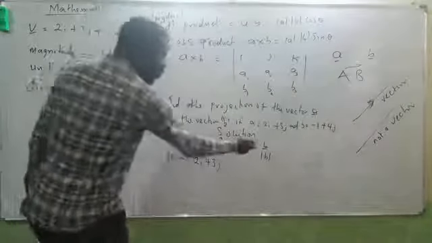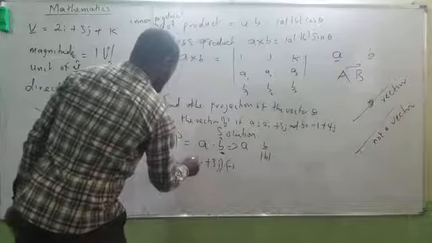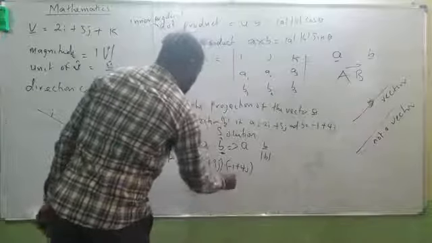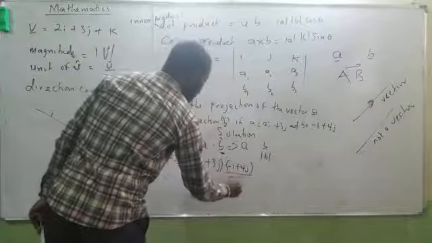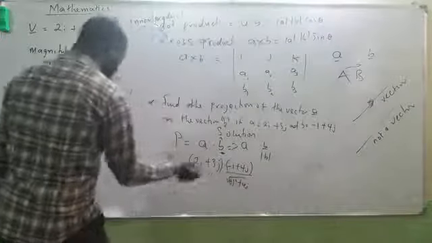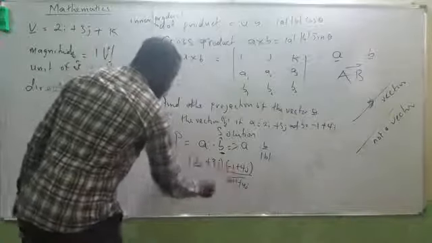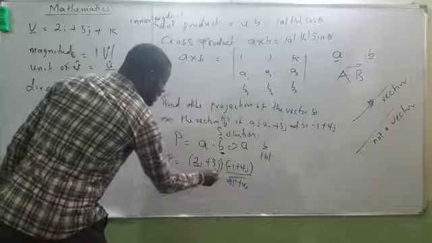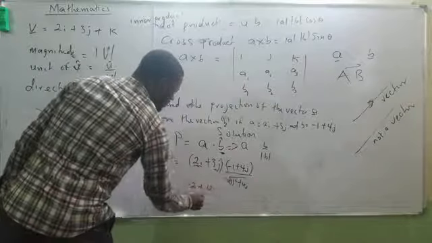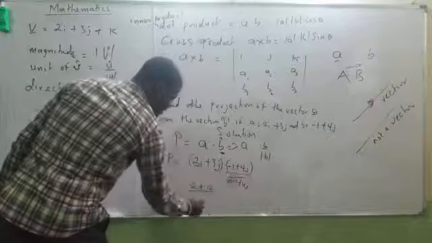Now, what is my B? My B is minus i. It's good to put brackets: minus i plus 4j, divided by the magnitude of minus 1 squared plus 4 squared. Doing this, I will have this dot this, it will be minus 2, plus 12, divided by, this will be 1 and that will be 16.